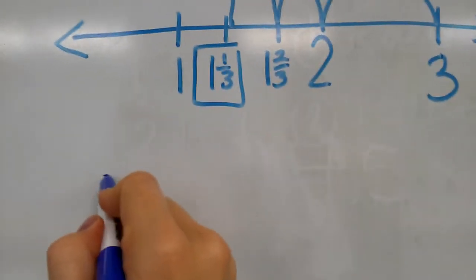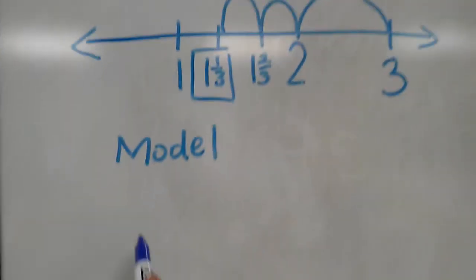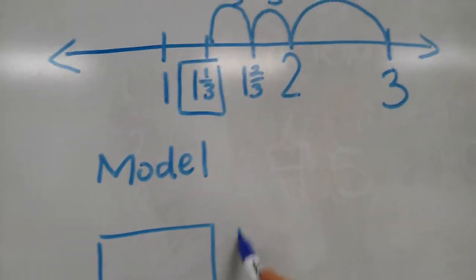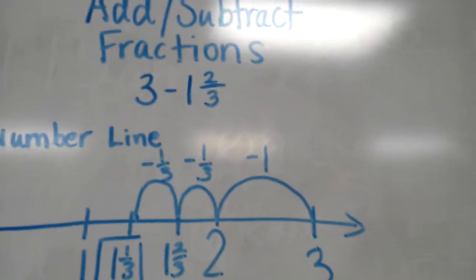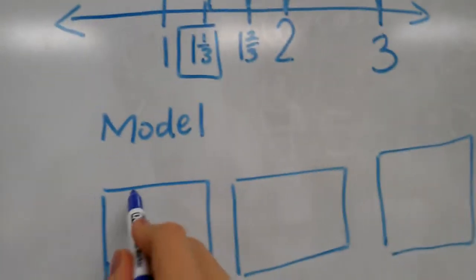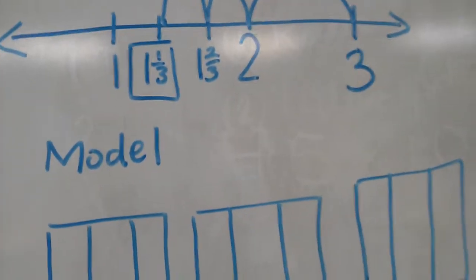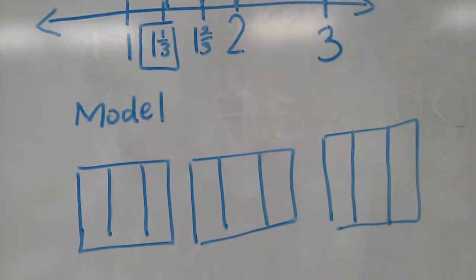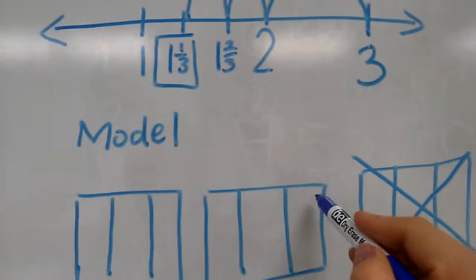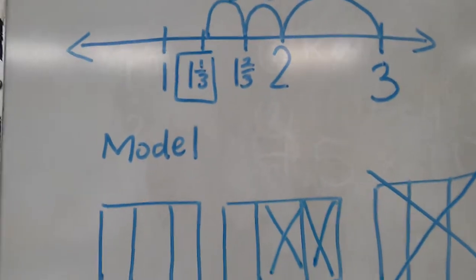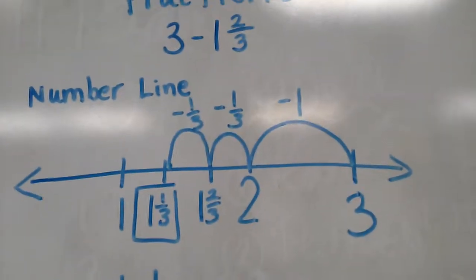I could also solve this problem using a model, which we had worked with last week. So if I was using a model for 3 minus 1 2/3, I would start off with 3. Since I'm taking away 1 2/3, my units are thirds. So I'm going to divide each of these into thirds. So now I've got 3. I want to take away 1 2/3. So I'm going to take away 1, 2/3. 1/3, 2/3. So what remains is 1 1/3, which is the same answer I got with the number line.